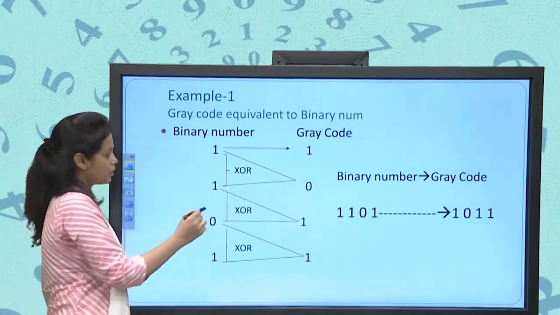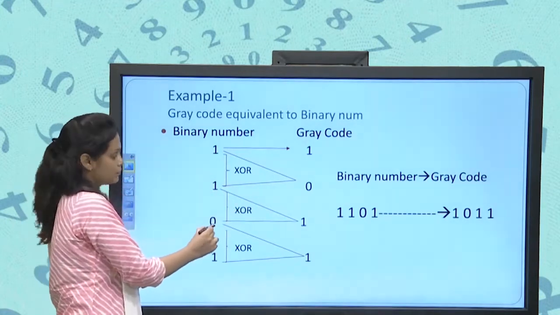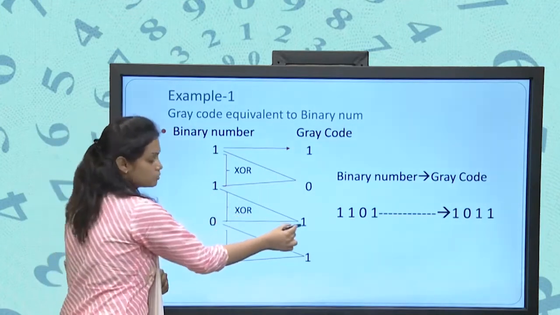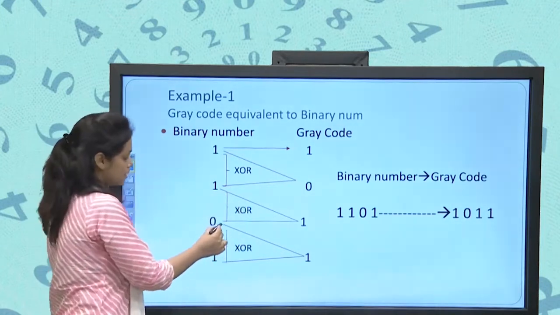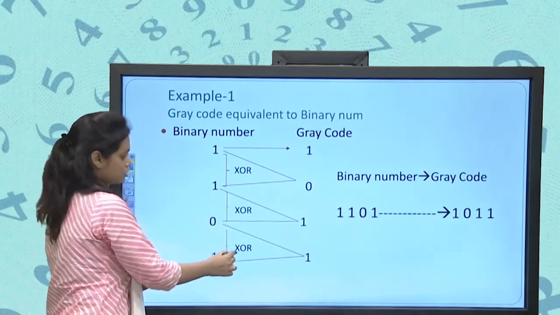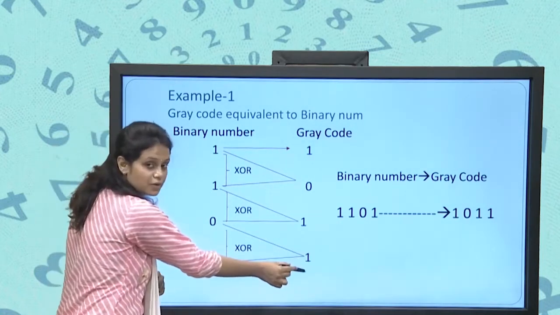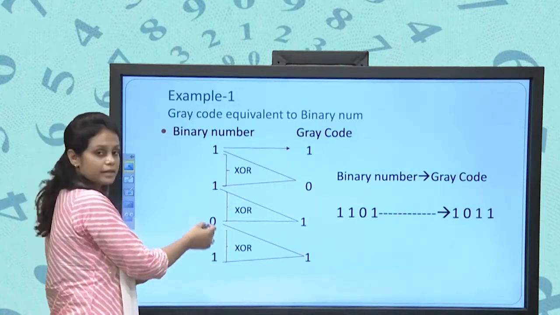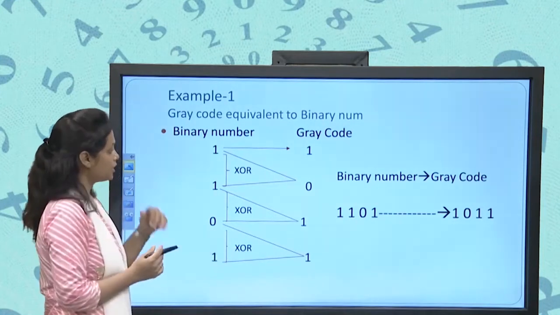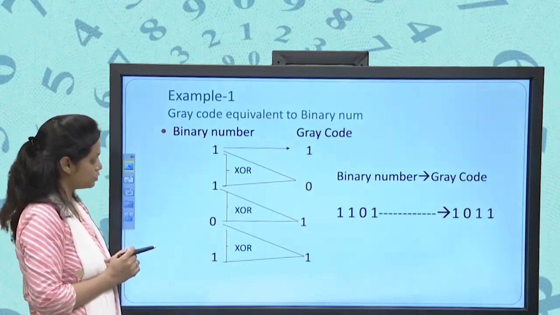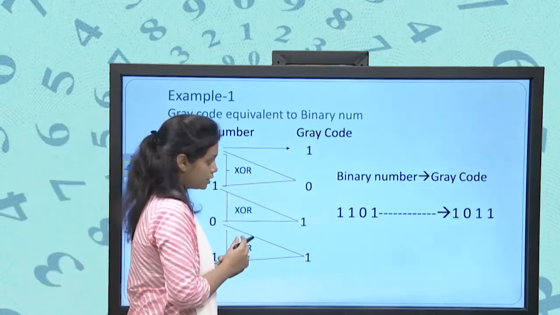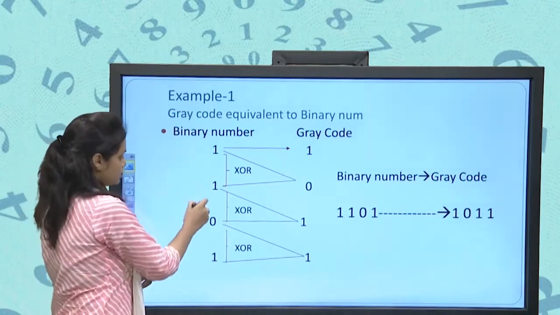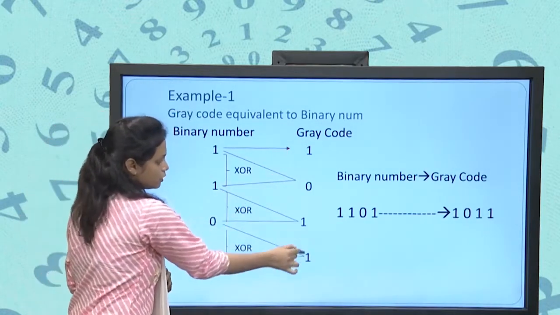Then we will make the pair of this second and third bit. Okay, the bits are different. So output of the XOR is 1. Then we will make the pair of this 0 and 1, will apply XOR. So the output is 1. Why the output is 1 over here? Because these bits are different. Otherwise we can say that number of 1 is odd. Okay, so the output of the binary number 1101 is 1011, right?